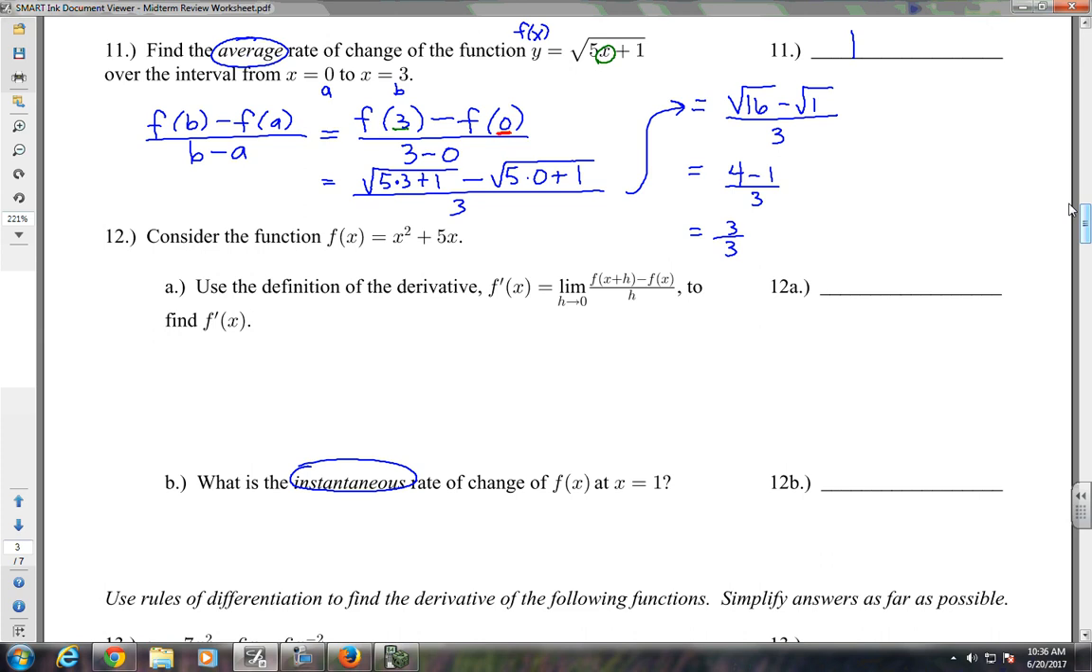All right, one more problem for this video, number 12. Consider the function f of x equals x squared plus 5x. Use the definition of the derivative, which is f prime of x equals the limit as h approaches 0 of f of x plus h minus f of x divided by h to find f prime of x.